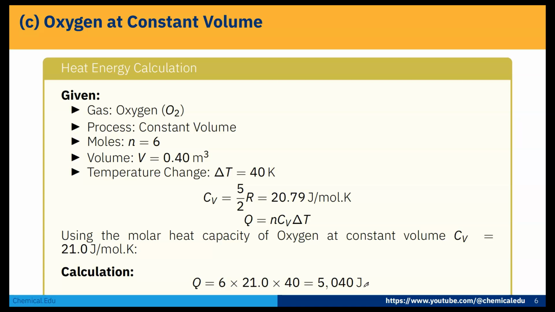Next is oxygen at constant volume. Heat energy calculation: the gas is oxygen, process constant volume, moles is 6, volume V is 0.4 meter cube, temperature change delta T is 40 Kelvin. CV will be 5/2 R, that is 20.79 joule per mole Kelvin. Q is n CV delta T, so Q is 6 into 21.0 into 40, that is 5040 joule.